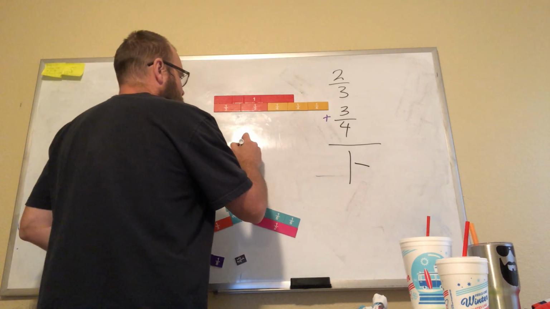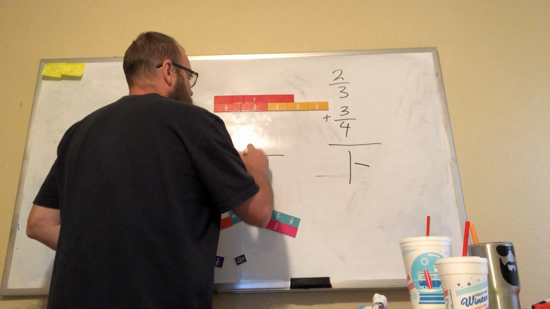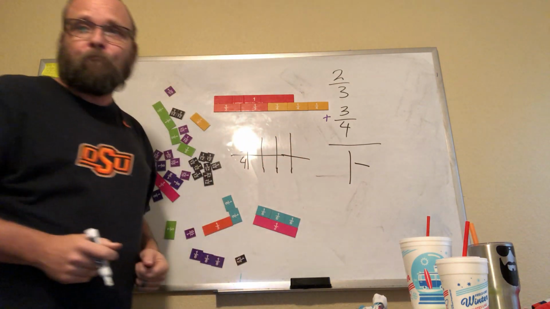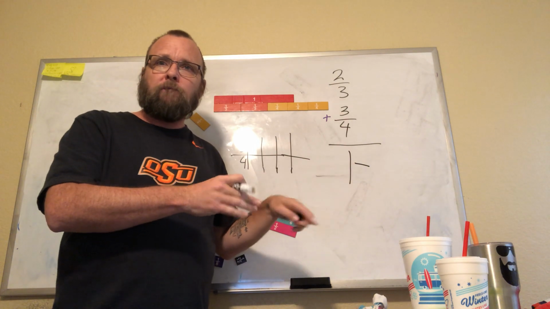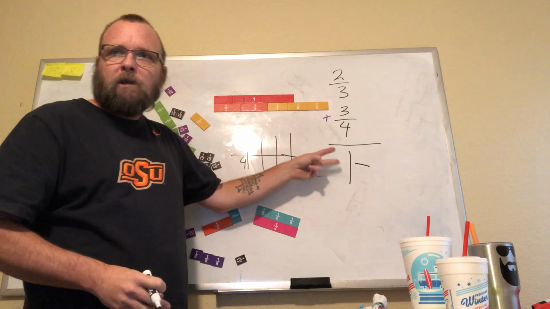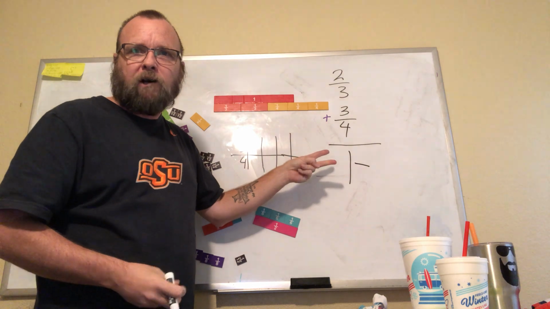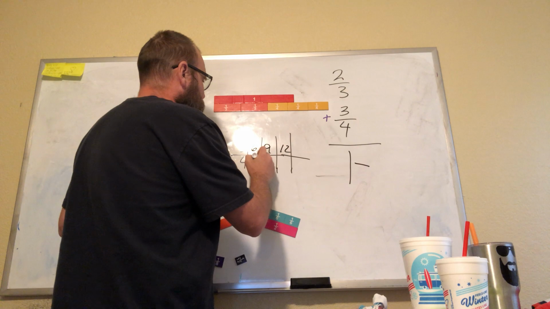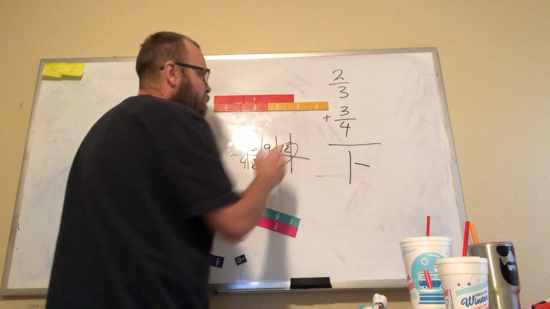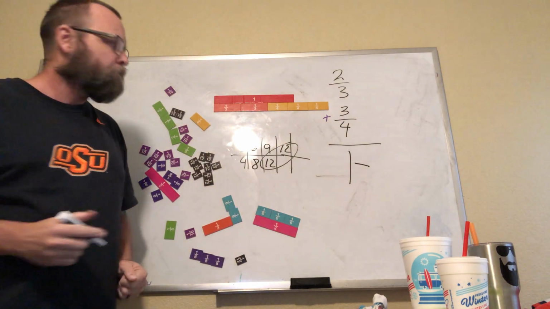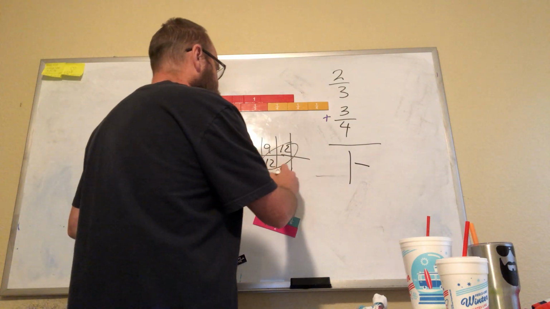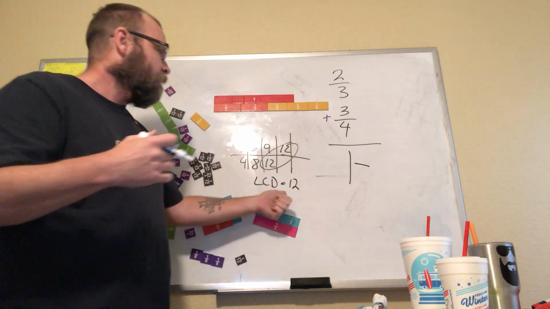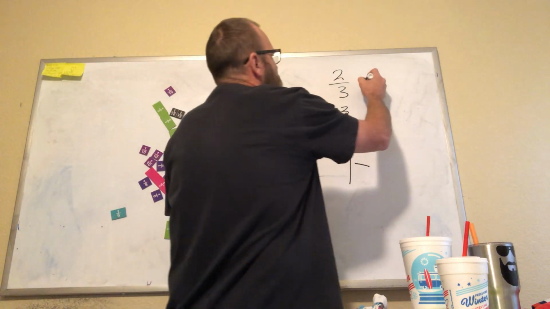So I'm going to take my denominators 3 and 4. And what I would do, because I'm cool, is look at the multiplication chart and go down the rows and find the first one they have in common. So if I went 3, 6, 9, 12, 4, 8, 12, the first one they have in common is 12. That's called my least common denominator. Like we did last week, least common denominator. My least common denominator for this is 12.